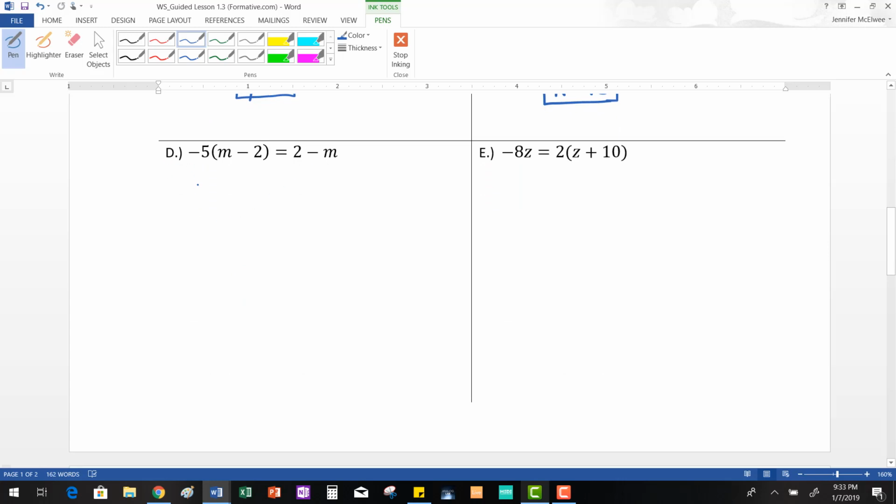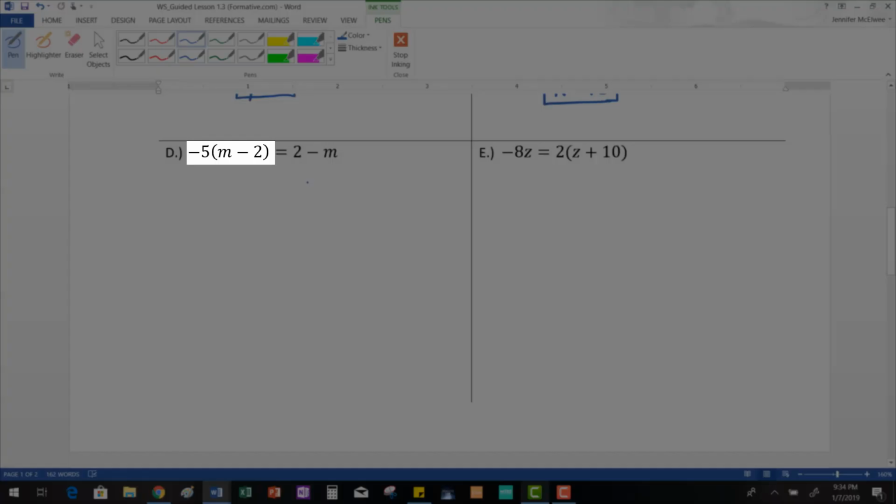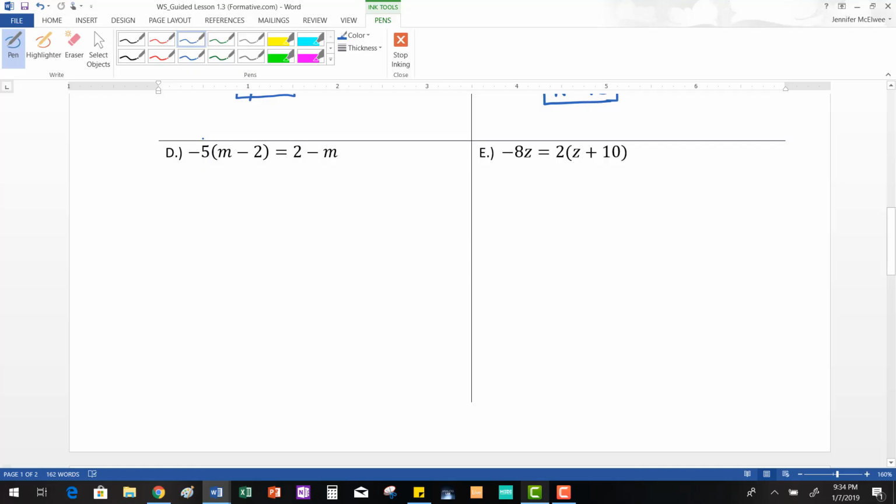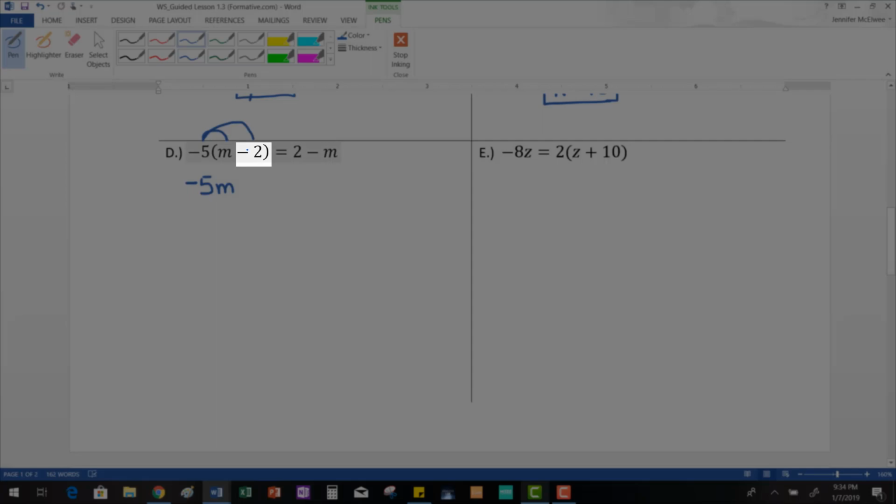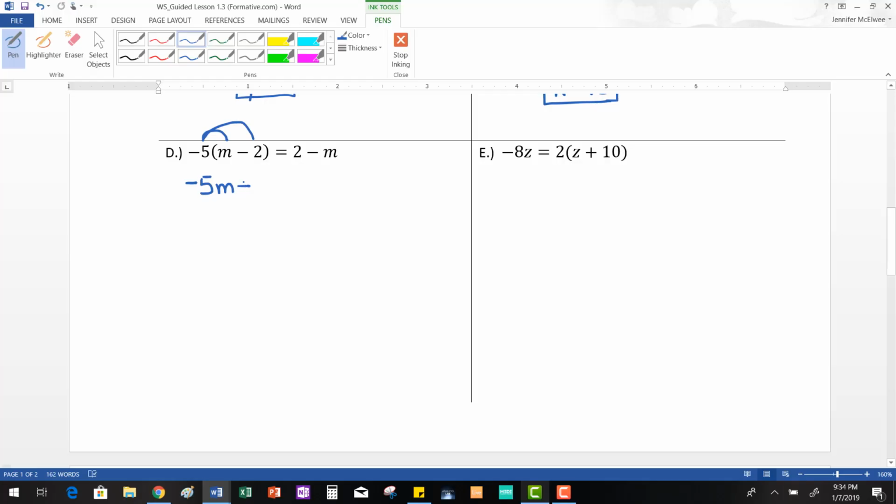Problem D is negative 5 times the quantity of m minus 2 is equal to 2 minus m. This time, for the first example that we have on this worksheet, we need to distribute first. So I'm going to distribute my negative 5 to the m. That gives me negative 5m. Then I'm going to distribute the negative 5 to the minus 2. Now keep in mind that when you distribute a negative number to a subtraction problem, that's going to become a plus. And 5 times 2 is 10. Just bring everything else down.